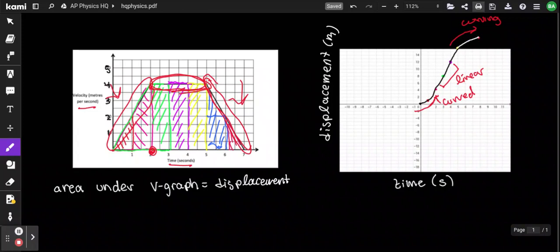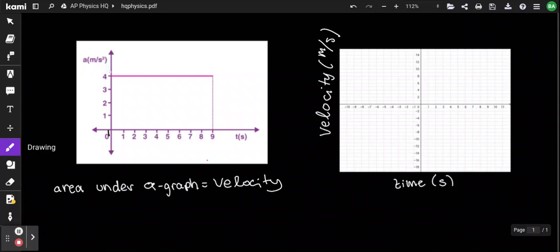So as you can see, the area under our velocity graph can give us the displacement, and the slope of our displacement graph can give us our velocity. Now let's try this with acceleration graphs. Okay, so now let's do the area under acceleration to figure out velocity.